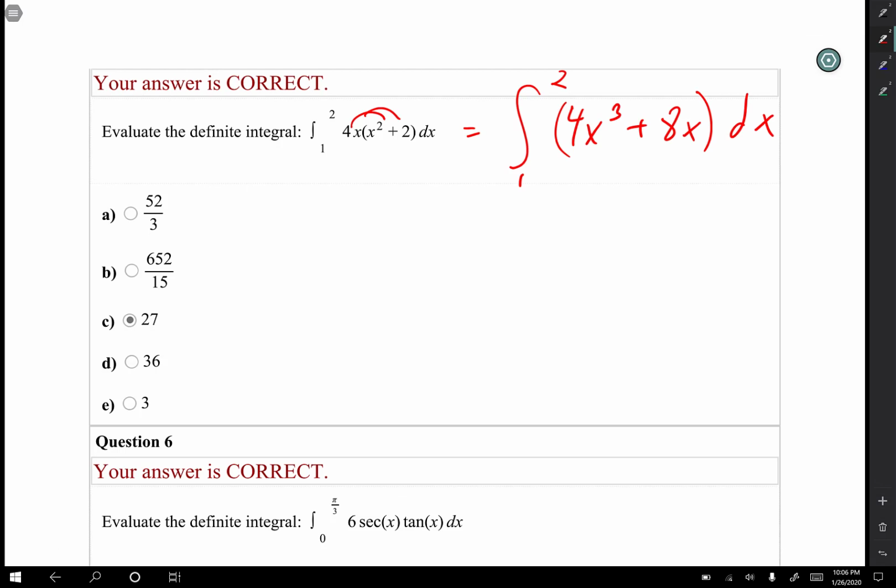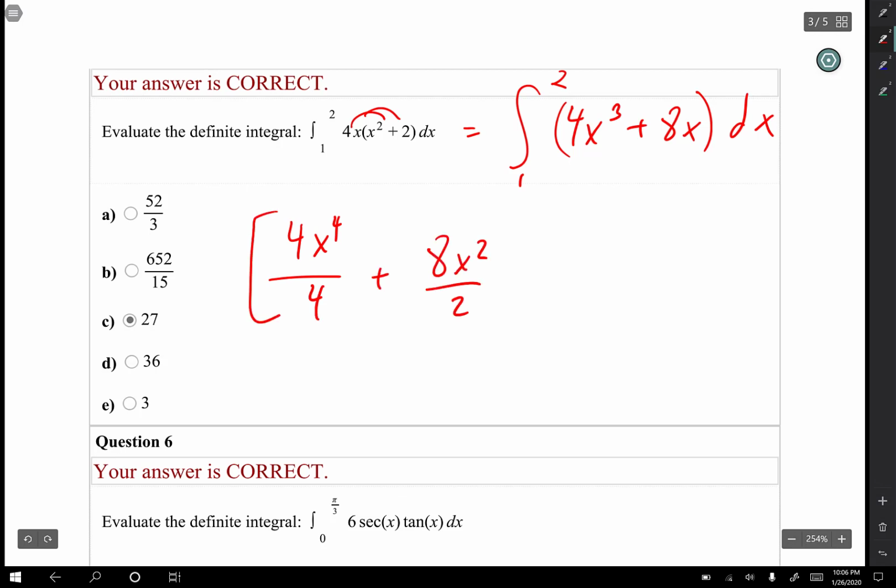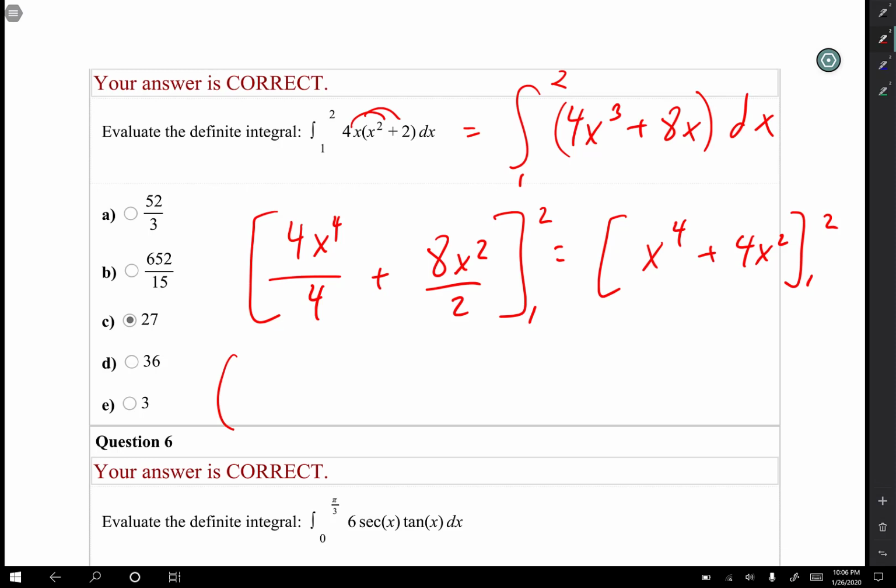So it looks straightforward. 4x to the 4th over 4 plus 8x squared over 2. And don't worry, guys, I'm going to simplify it. So that is x to the 4th plus 4x squared. All right, upper minus lower. So let's see, 2 to the 4th. 2 times 2 is 4, 4 times 2 is 8, 8 times 2 is 16.